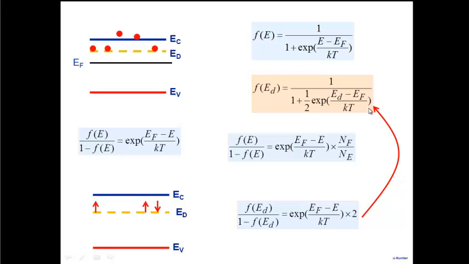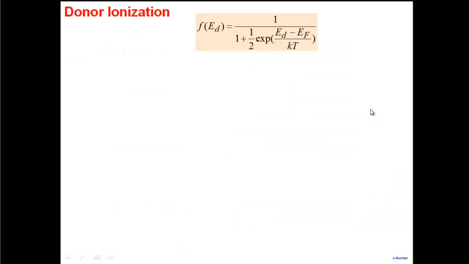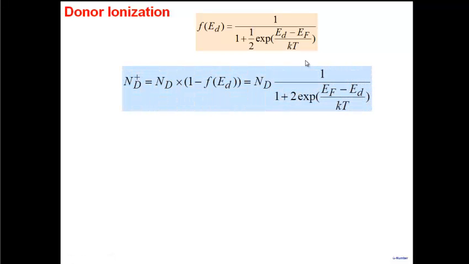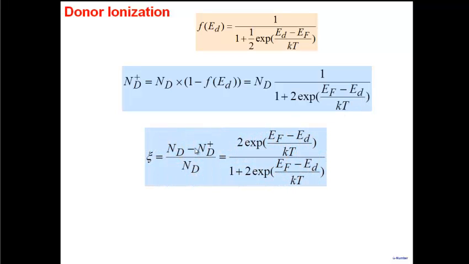All right. So we'll use this and then look at donor ionization in a little more detail with more analytical expressions. This is the probability of occupation of a donor atom. The probability that my donor atom is ionized, Nd plus, will be equal to Nd times (1 minus FED). 1 minus FED is the probability that it is not occupied by an electron. So it can be written as Nd times 1 divided by 1 plus 2 exponent (EF minus ED) by KT. Let's define this quantity here.